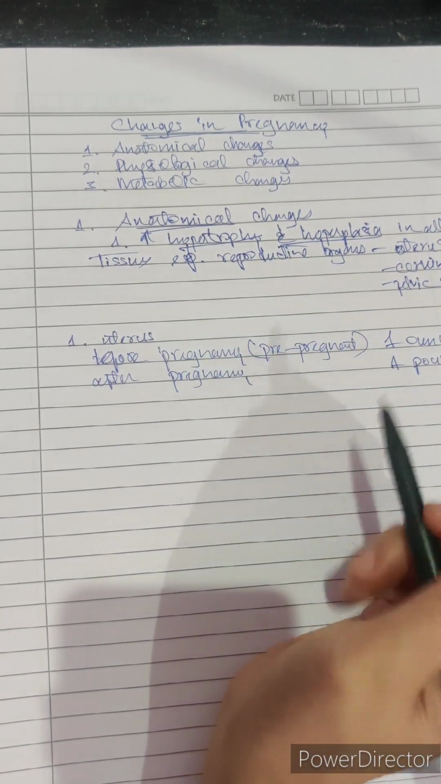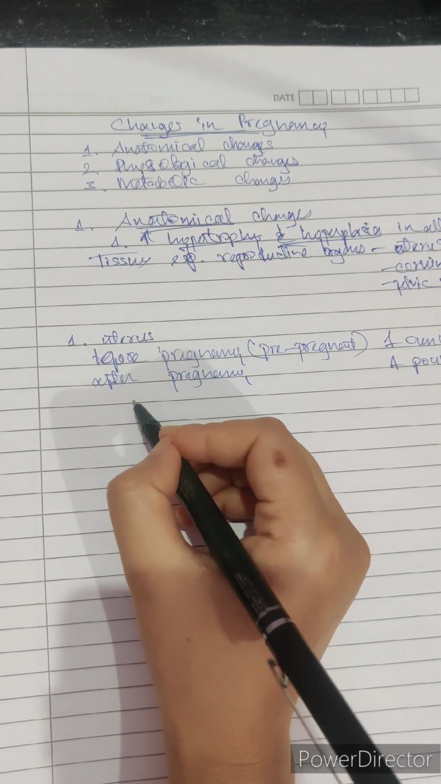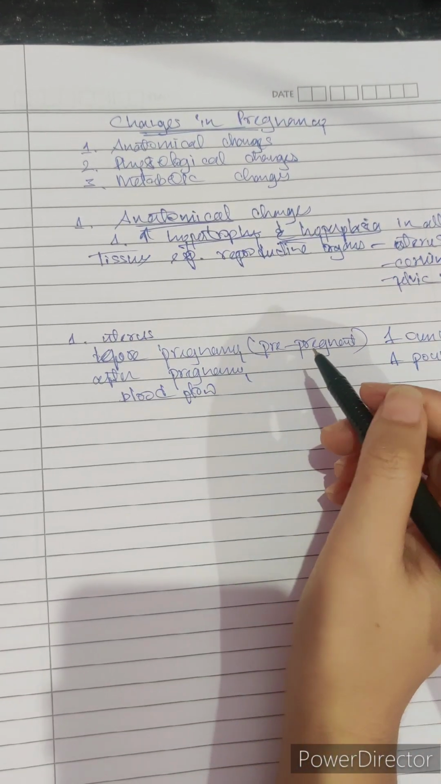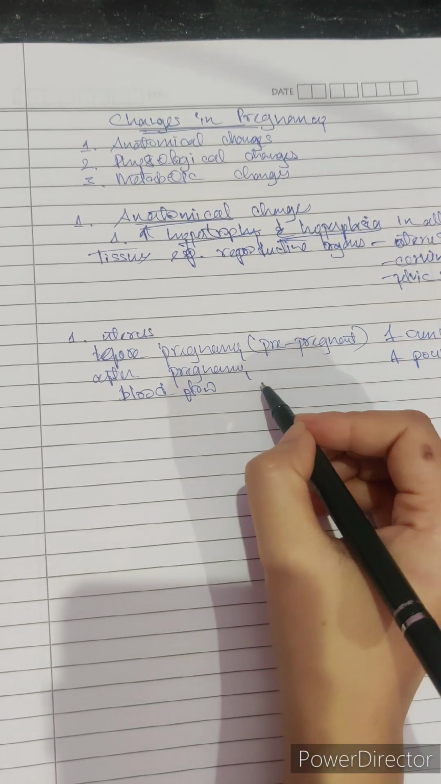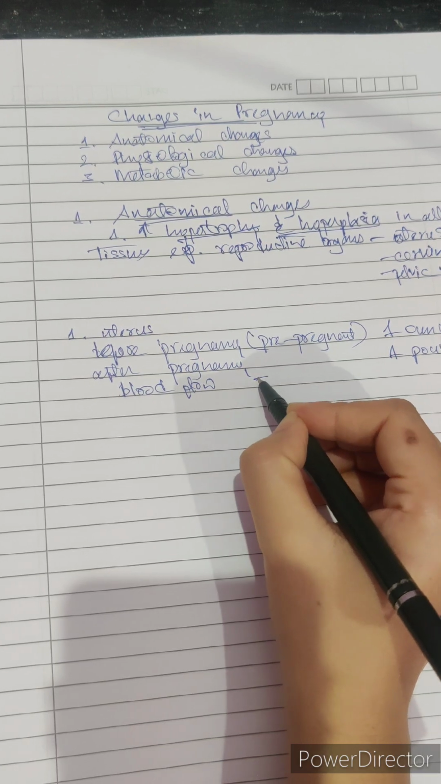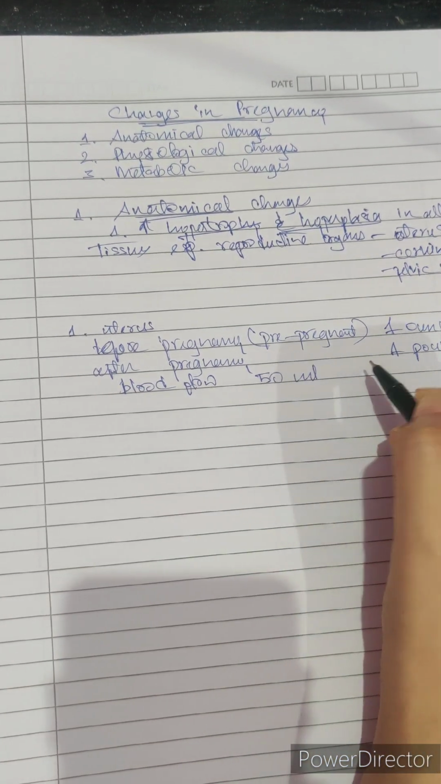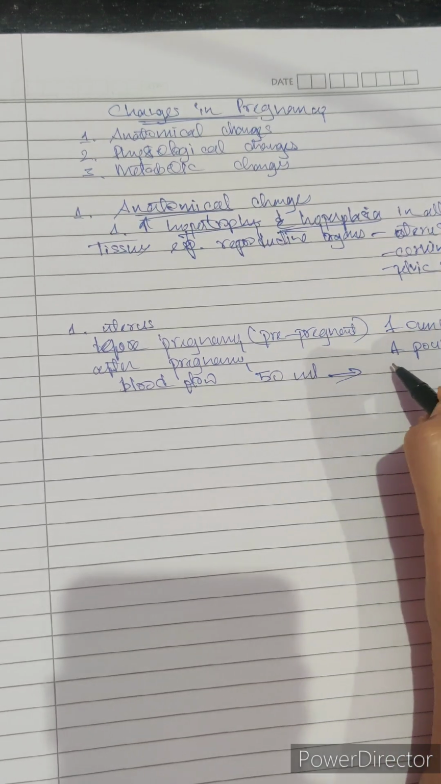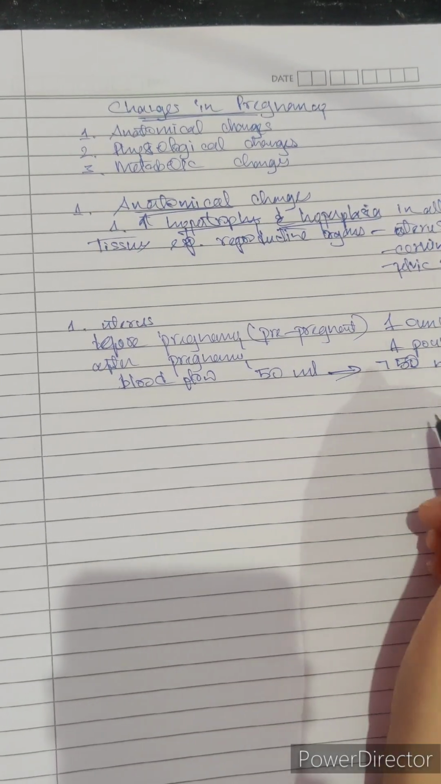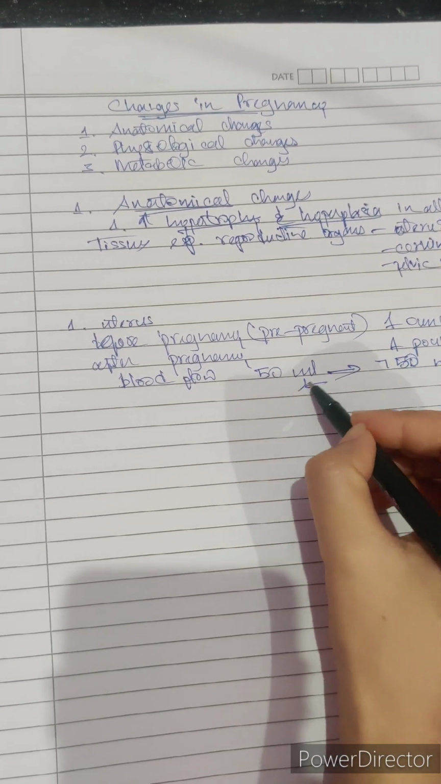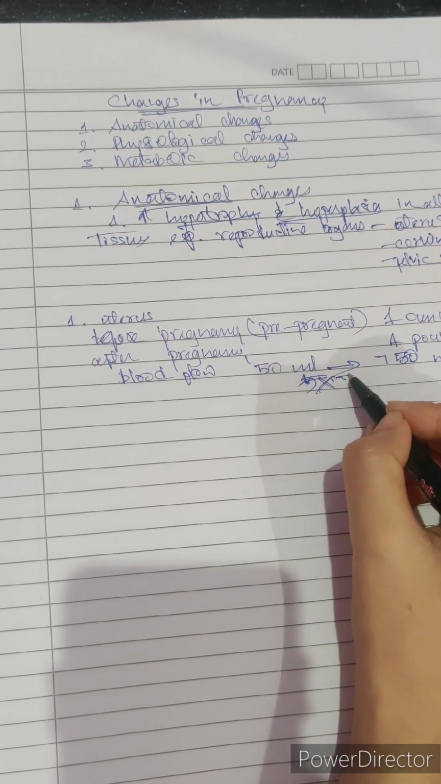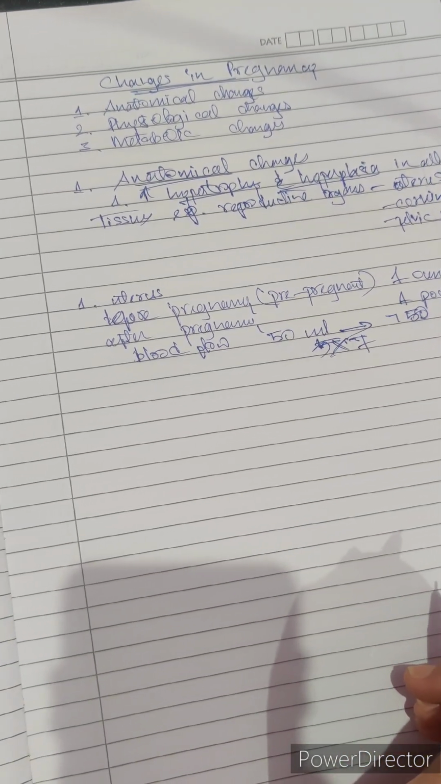Also in regard to the blood flow, during the non-pregnant or pre-pregnant state, the blood flow to the uterus is about 50 ml, but after pregnancy, the uterine blood flow increases up to 750 ml. So you can imagine it is almost 6 or 7 times increase in the blood flow to the uterus.